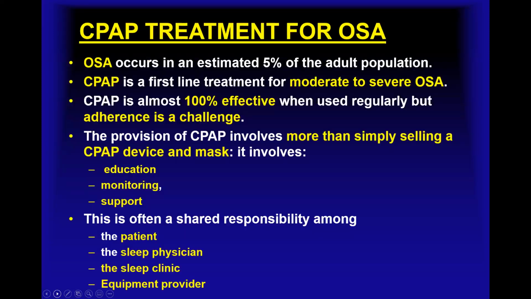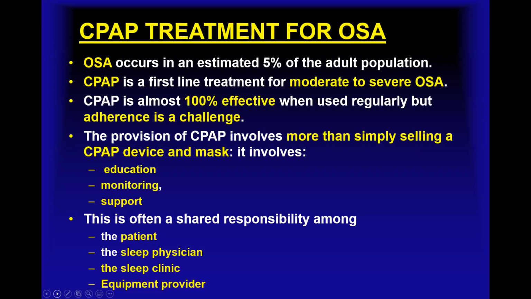Some of the positive airway pressure, I mentioned CPAP here, but it certainly can be BiPAP as well. So OSA occurs in an estimated 5% of the adult population. It's further estimated that well under half of the folks that have it are actually diagnosed. And of the ones that are diagnosed, many are not fully compliant, which is really the focus of this particular lecture. CPAP remains the first line of treatment for moderate to severe obstructive sleep apnea.